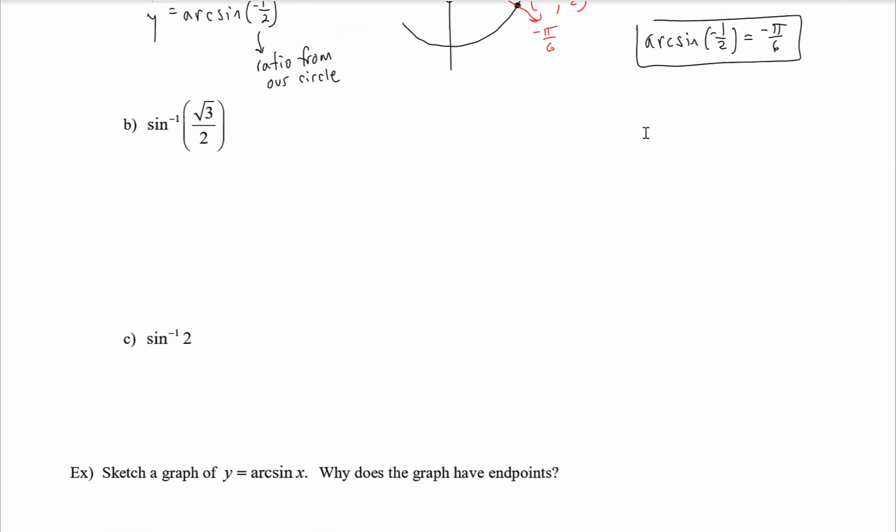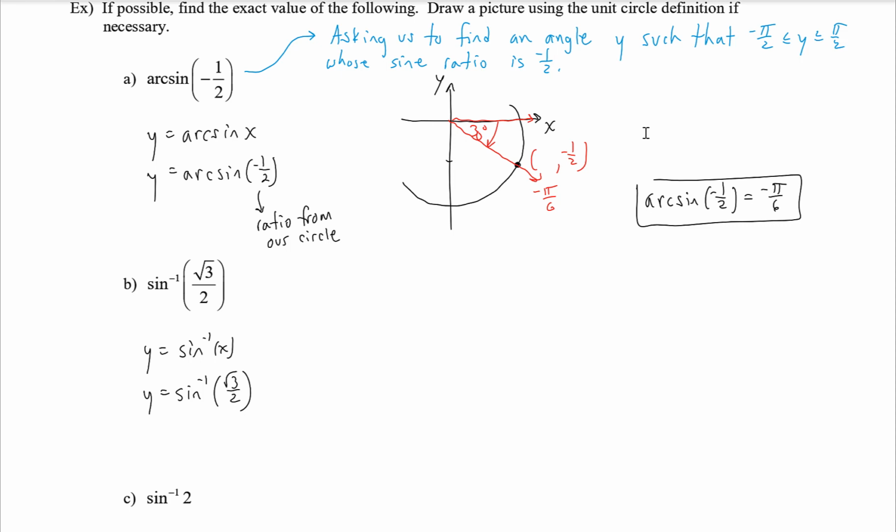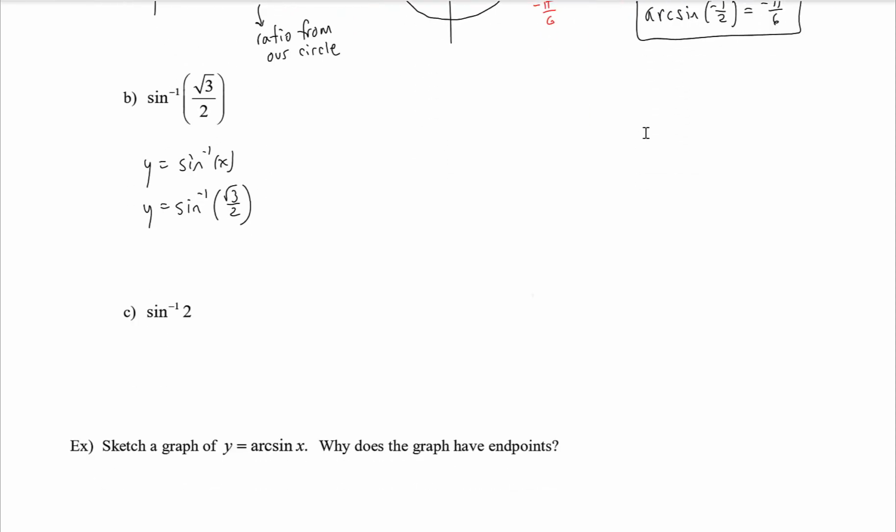Let's try another one. We're going to switch it up and use that other notation. So I've switched it to, and we've got this little -1 notation in the superscript position. That also means inverse sine. So my parent function is inverse sine of x, and I'm now evaluating it at √3/2. So again, just like up here, I'm being asked to find an angle between -π/2 and π/2 whose sine ratio is √3/2. Well, sine is positive in quadrant 1, and quadrant 1 is one of the places I'm allowed to exist for inverse sine.